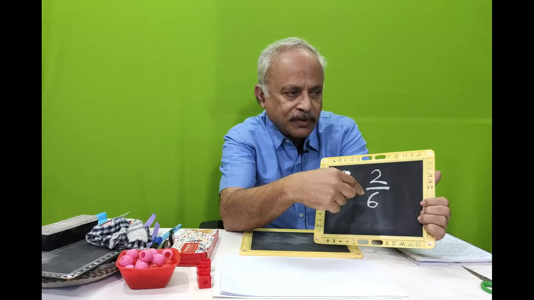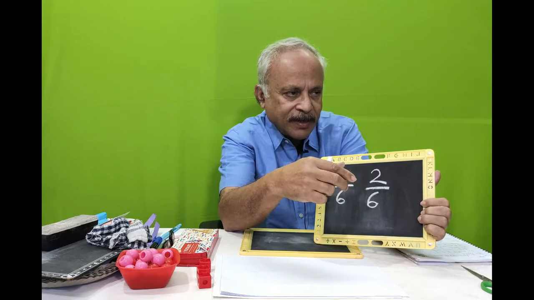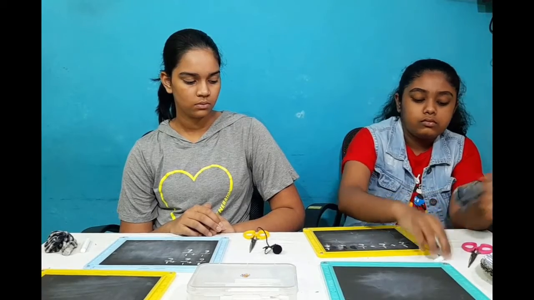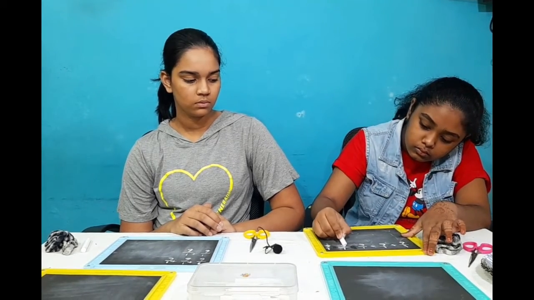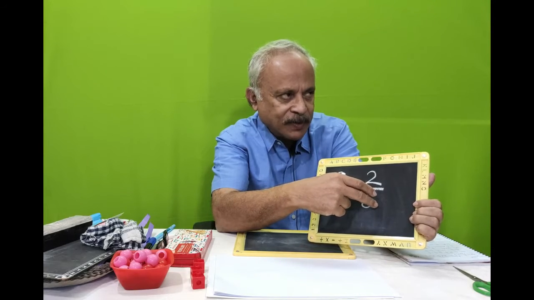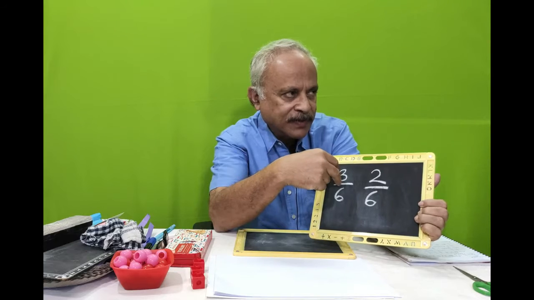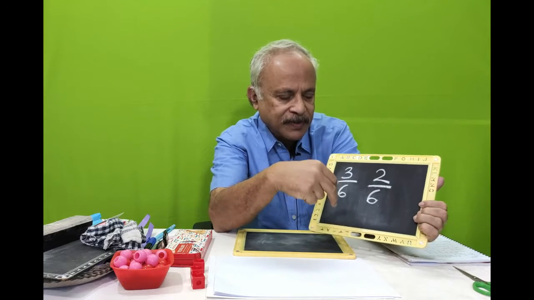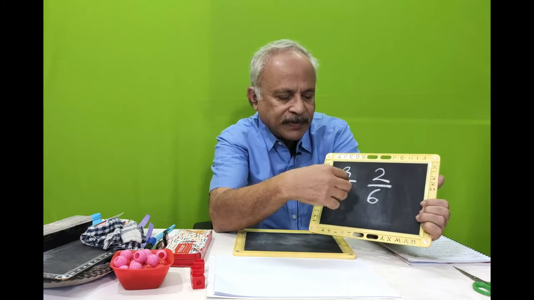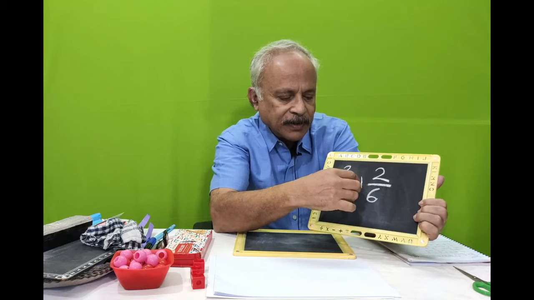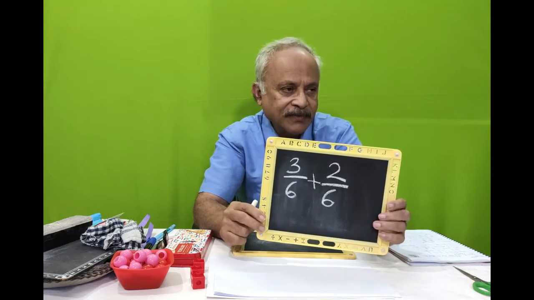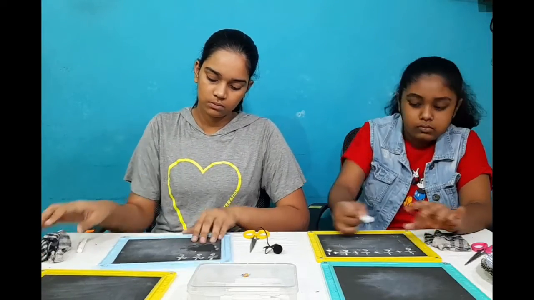So 3x6, for 2x6 you need the plus sign, isn't it? For 2x6 I need the plus sign, 1x6 plus 1x6. For 3x6 I need the plus sign, 1x6 plus 1x6 plus 1x6. Now, if I put a plus sign between 3x6 and 2x6, it means I'm adding 3x6 to 2x6. So now you can put the plus sign between that.